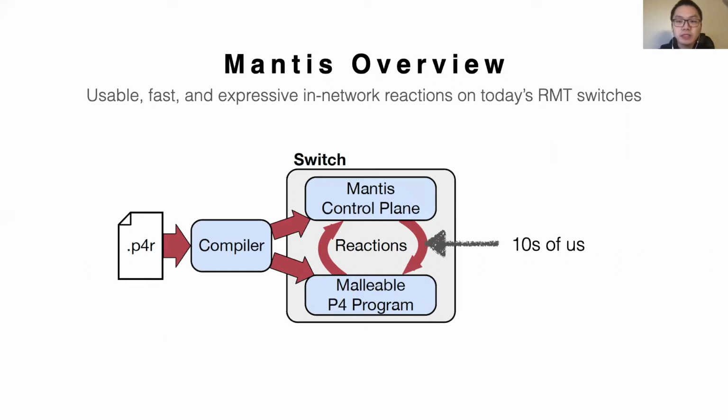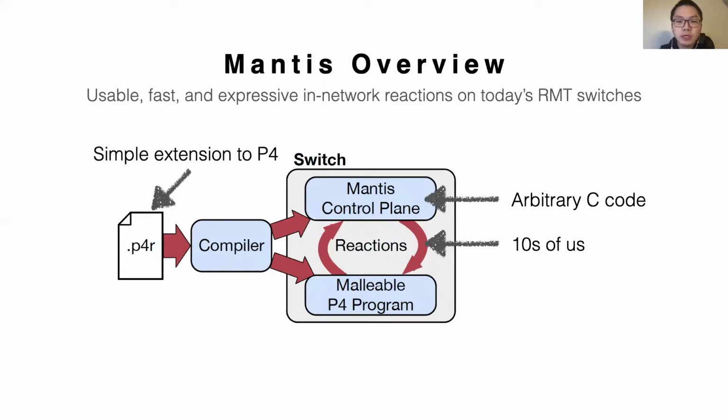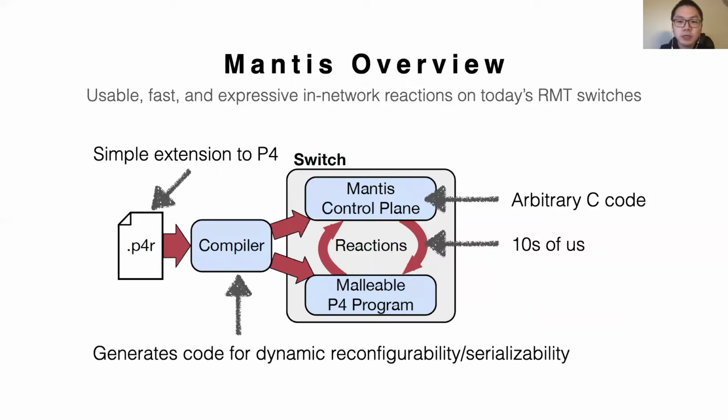At the center of Mantis is a reaction loop, where the Mantis control plane pulls measurements and updates portions of the data plane at a granularity of tens of microseconds. The reaction logic in the control plane can be any arbitrary C code. Specifying this behavior is the P4R language, a simple extension to P4 that enables users to specify which portions of a P4 program should be malleable and to define the reaction logic. The Mantis compiler then transforms the P4R code into deployable code, ensuring runtime reconfiguration and serializability of the reaction loop.